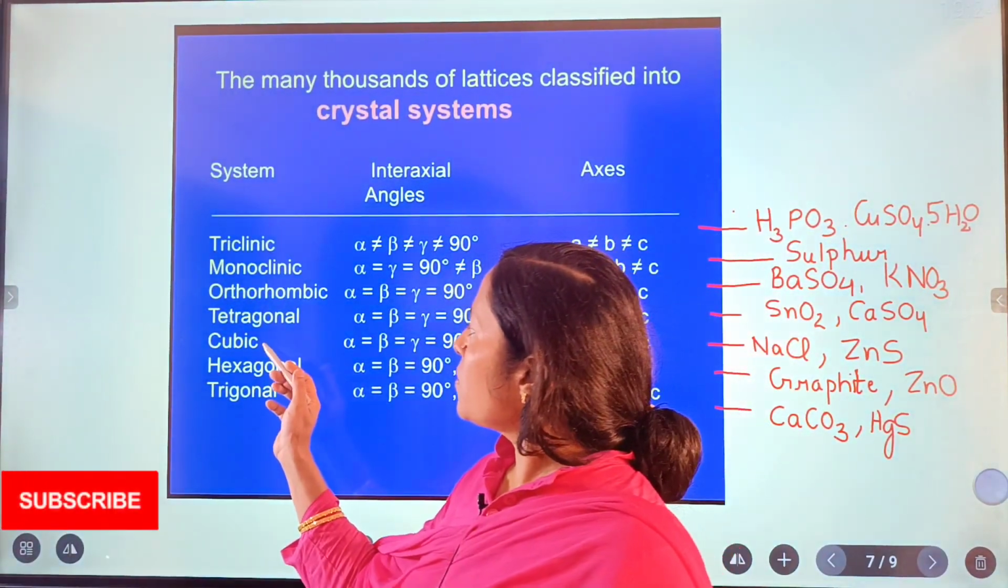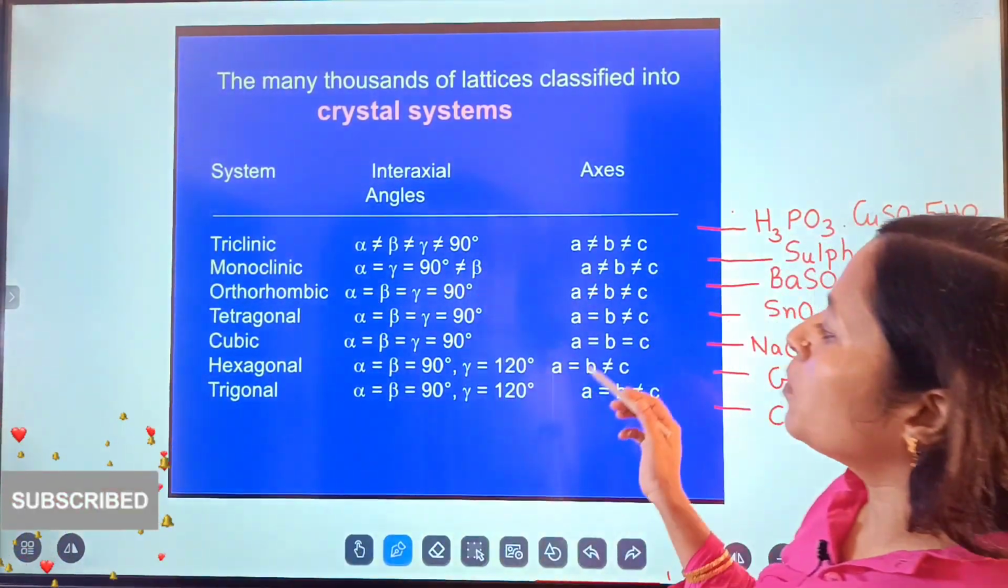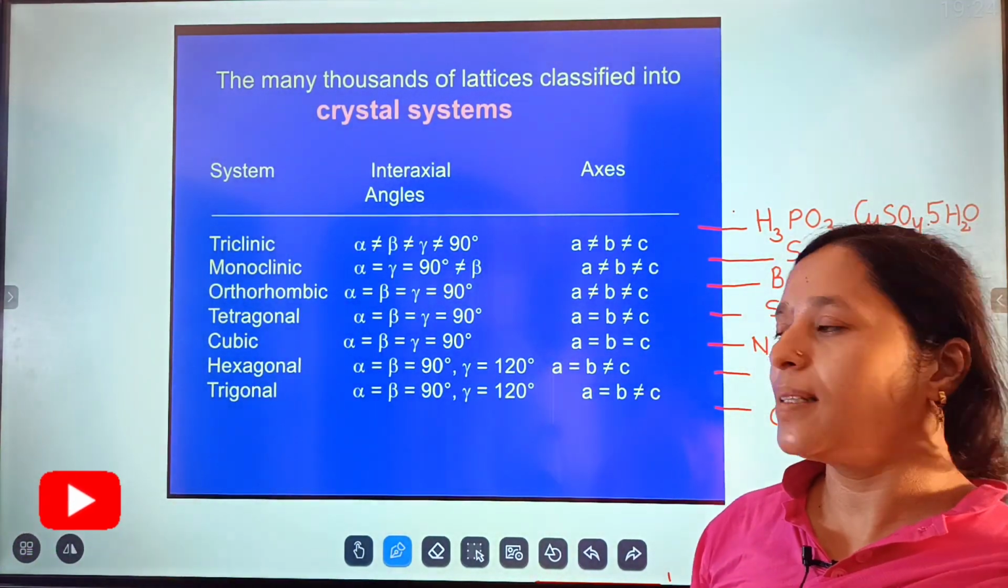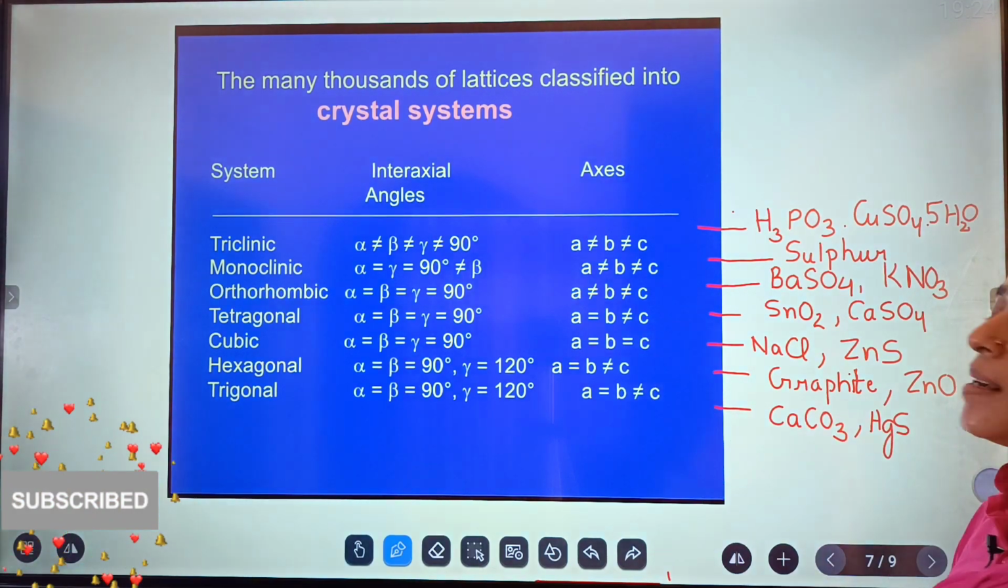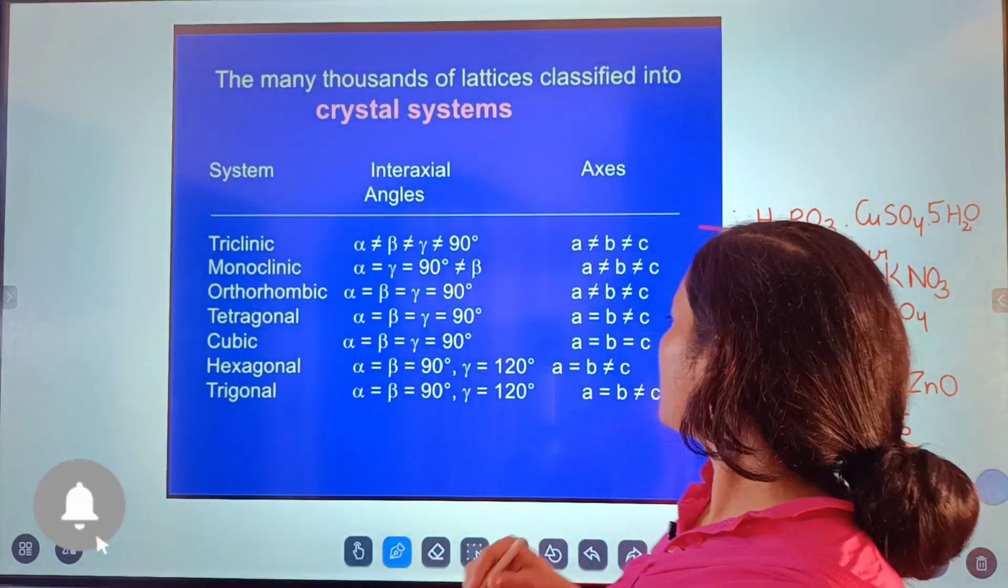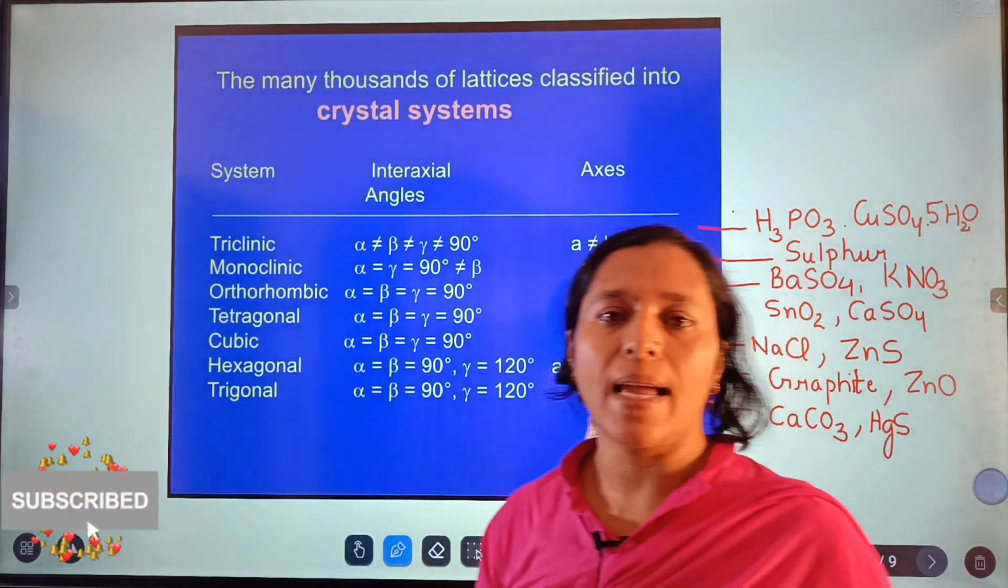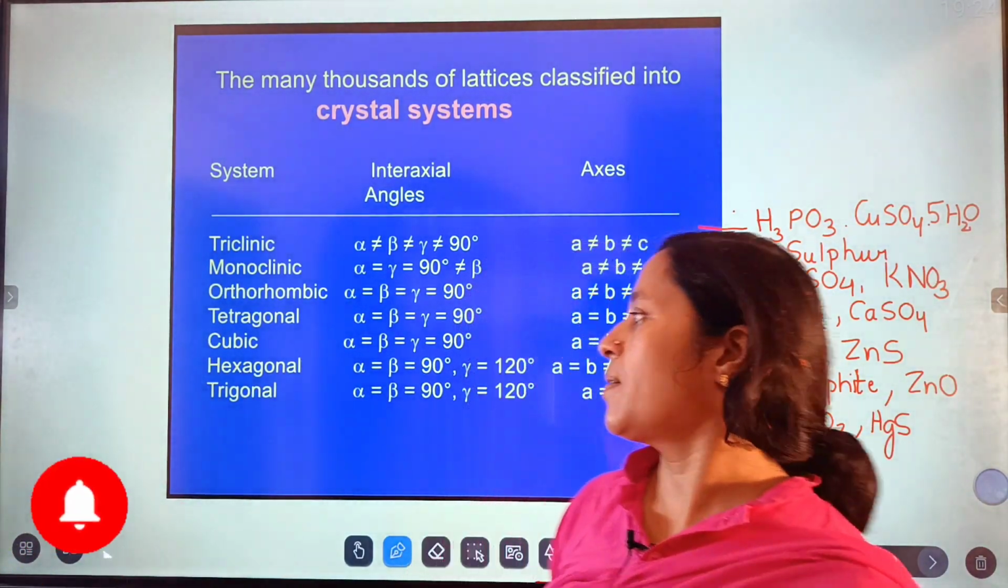So, the fifth one is the cubic. In cubic you can see all the three angles are equal to what? 90 degree, and all the sides are also equal. The example of it is NaCl, that is sodium chloride, and zinc sulfide.